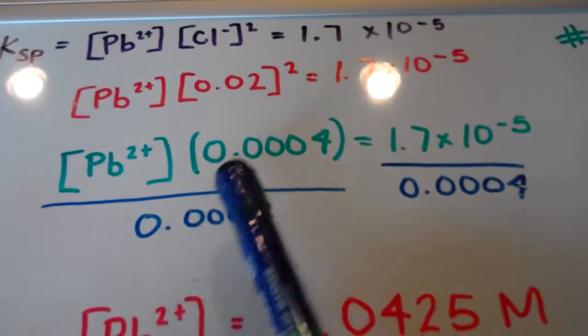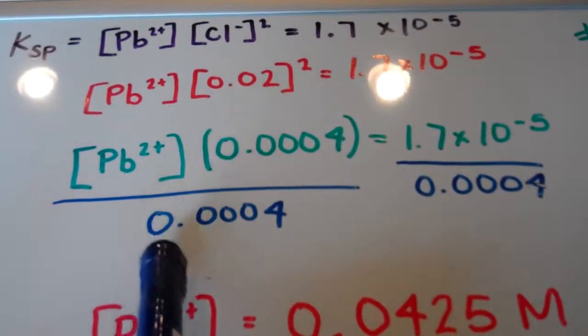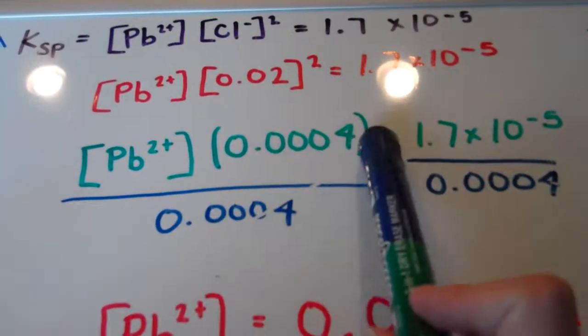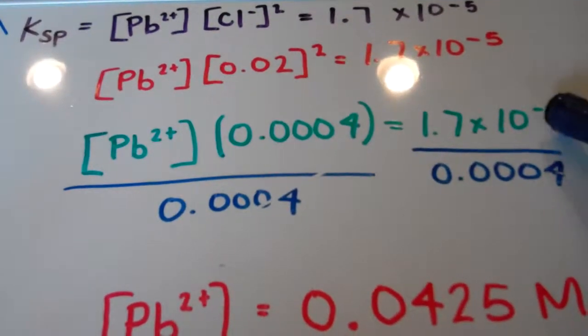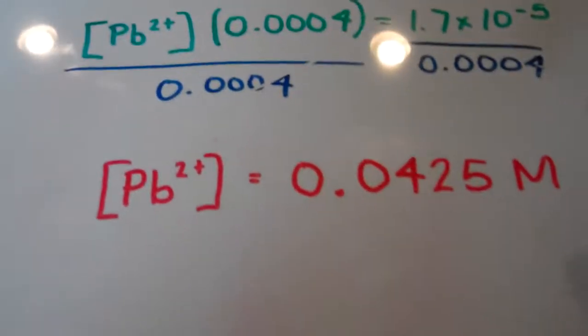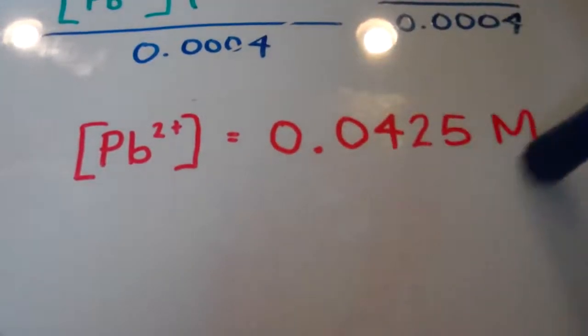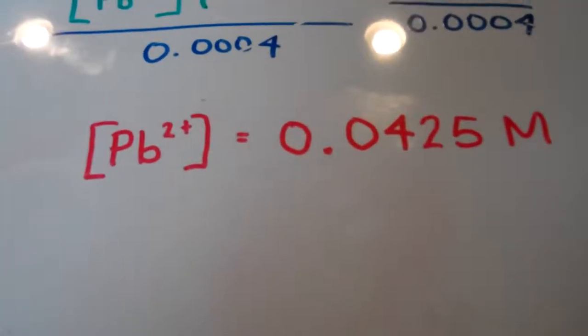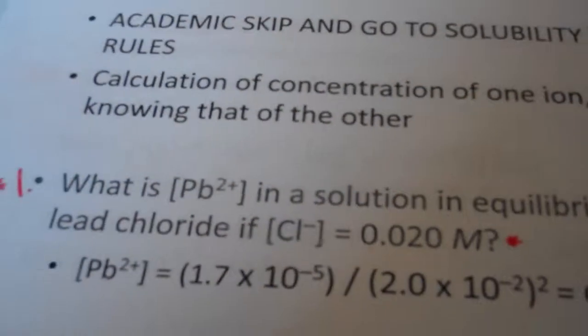Then to be able to solve this problem, to get Pb by itself, we're going to have to divide both sides by 0.0004. So these two will cancel. And we take 1.7 times 10 to the -5 divided by 0.0004. And therefore the concentration of lead becomes this molarity. Alright, so that would be the answer there.